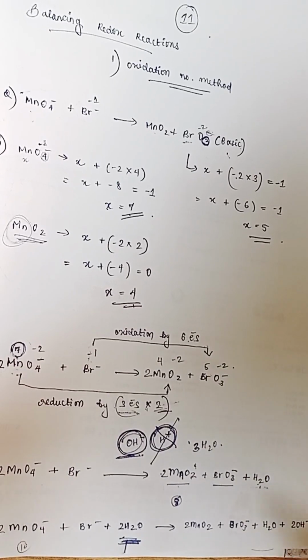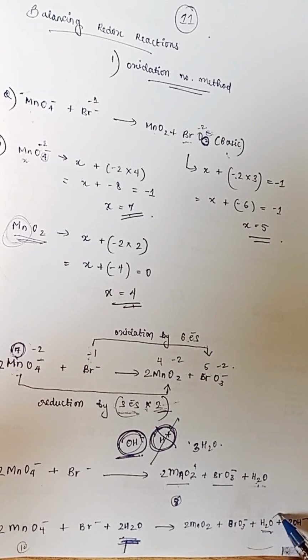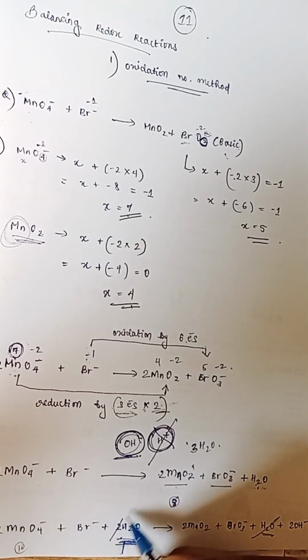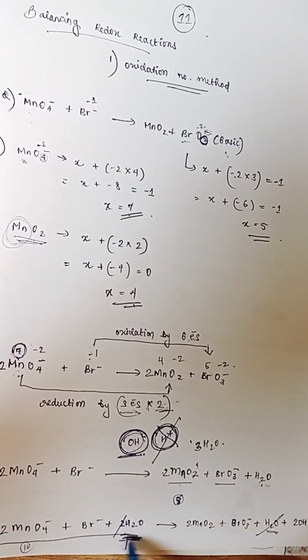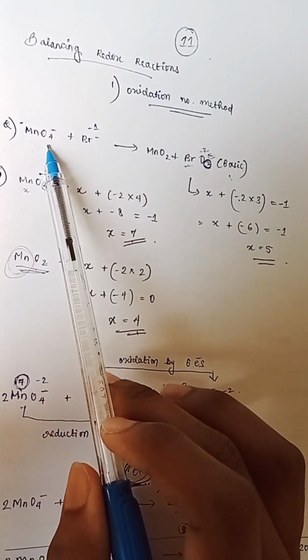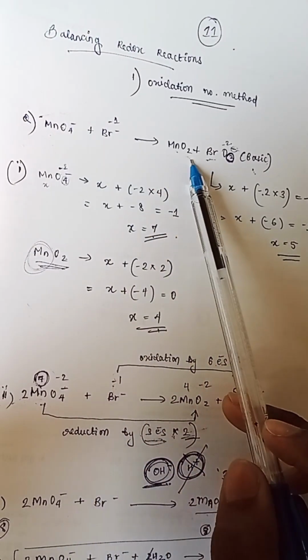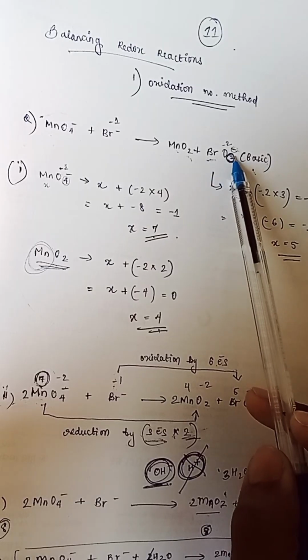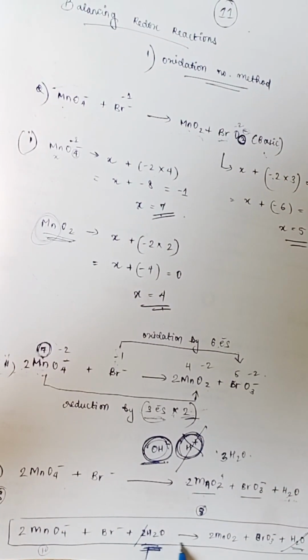To simplify the equation, you can say there is 1 H2O over here and 2 H2O over here. So you can cancel it out. 1 H2O gone. The 2 can cancel. So this is the equation. This is the balanced equation of the given redox reaction. MnO4 minus plus Br minus gives MnO2 plus BrO3 minus. So when you balance, this is the final equation that you need to get.